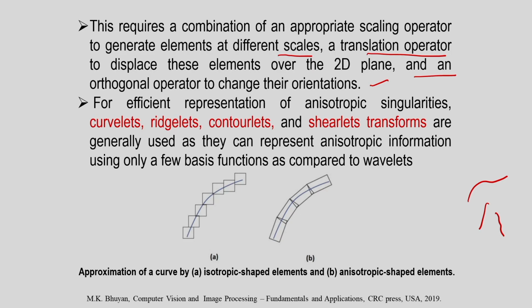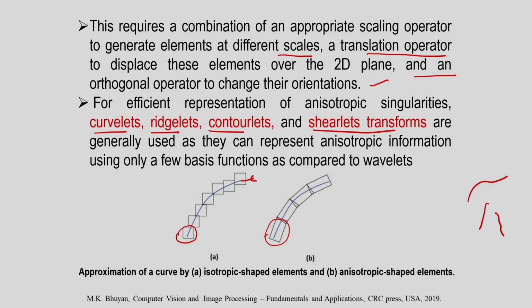So that is why we have to consider some other transformations, like curvelets, ridgelets, contourlets, and shearlets, for representing anisotropic information. In this case I am showing one example, the approximation of a curve. You can see this is the curve, approximated by isotropic shape elements. In the second case I am considering anisotropic shape elements. That is very efficient as compared to the first one.